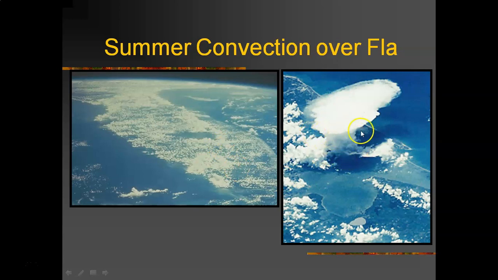And it's kind of a neat picture because we're looking down on the anvil, and you can actually see the upper level winds pulling the cloud downwind. So that's kind of a neat example over Florida.